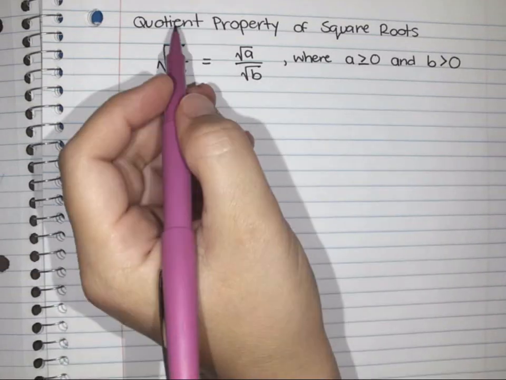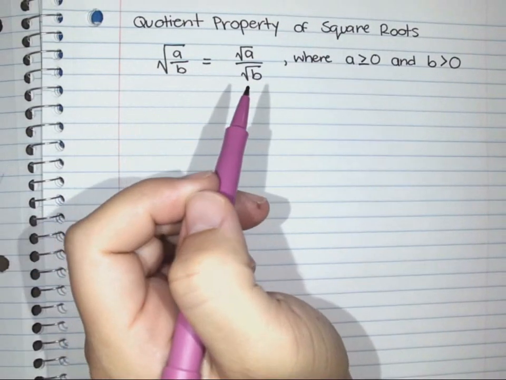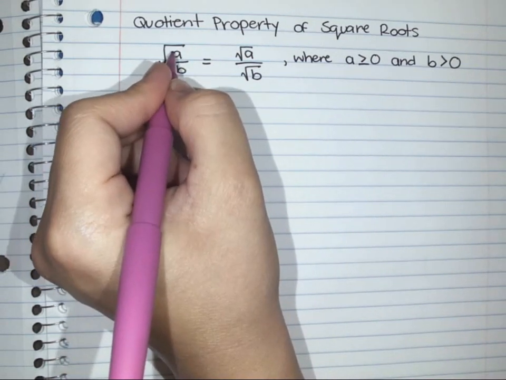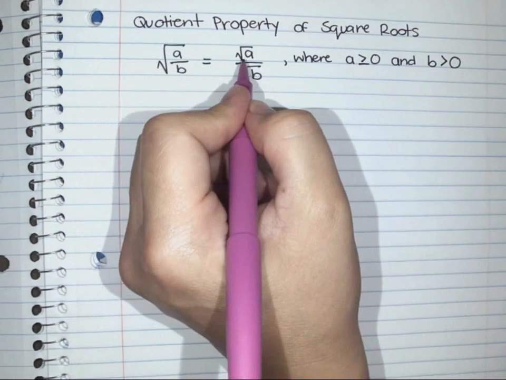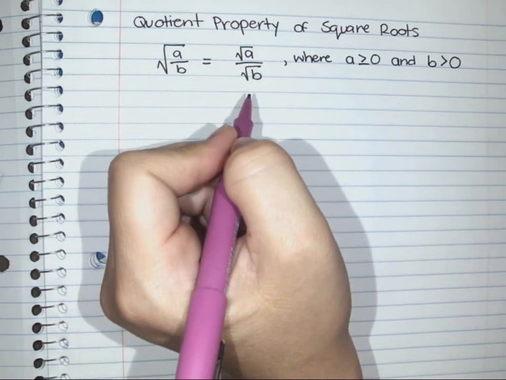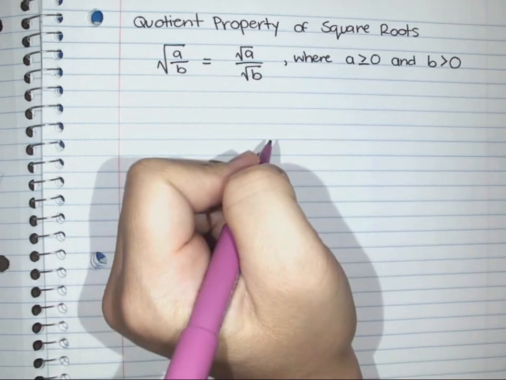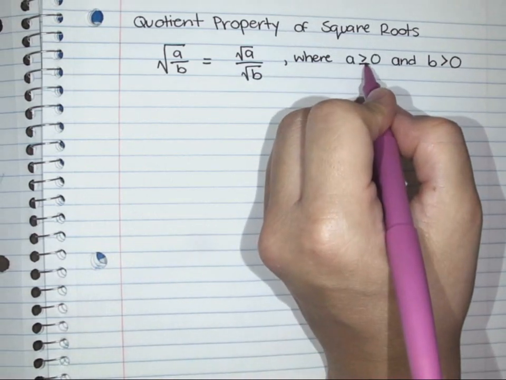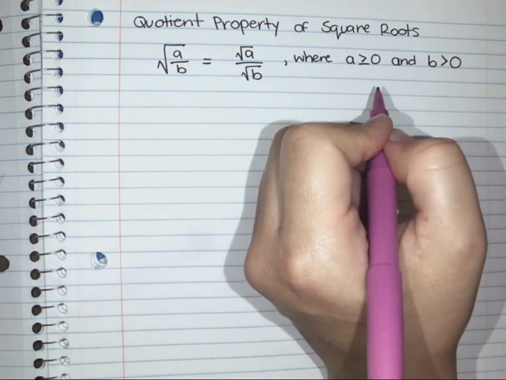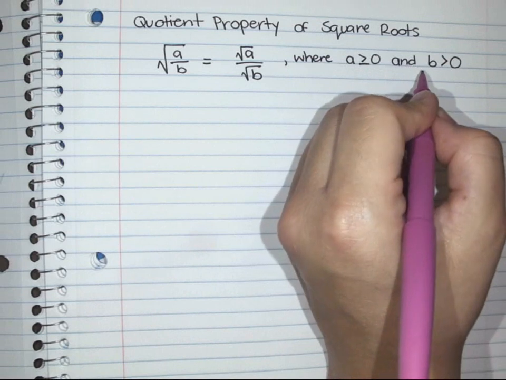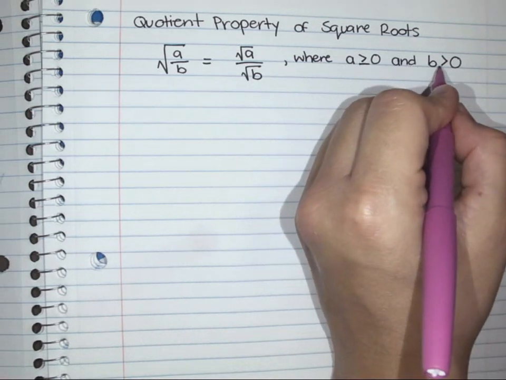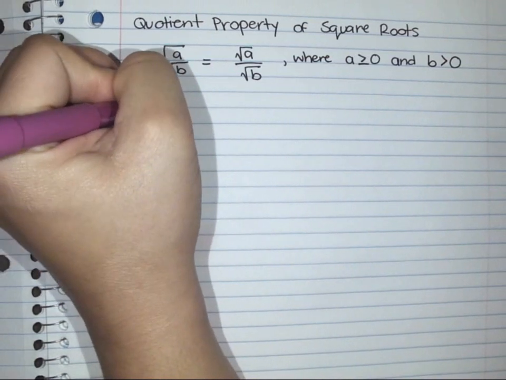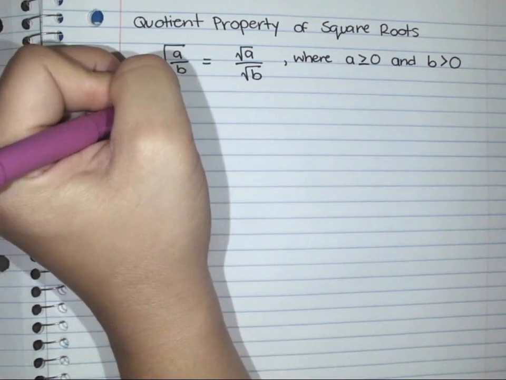Now let's look at the quotient property of square roots. It says that if we have the square root of a fraction, we can separate that into the square root of the numerator over the square root of the denominator, where the numerator, the radicand, is equal to or greater than 0, and the radicand in the denominator must be greater than 0. So let me show you some examples of how we can apply the quotient property.